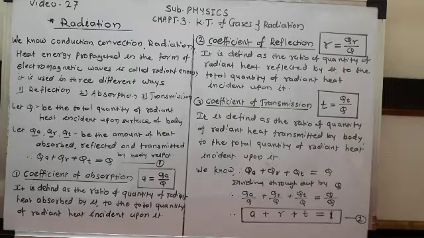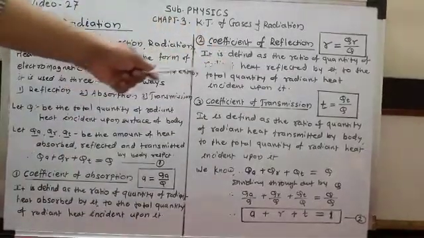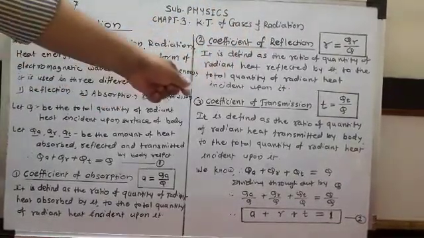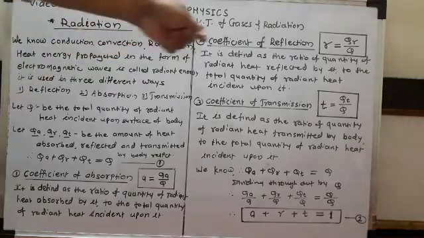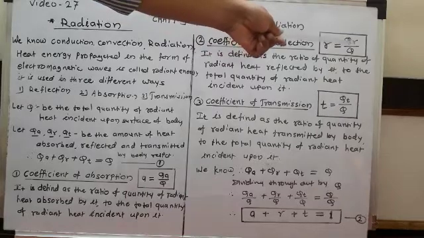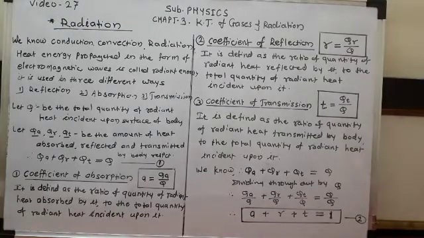Now, the second one is the coefficient of reflection, which is denoted by the small letter r. In the same way, we can define the coefficient of reflection. It is the ratio of the quantity of radiant heat reflected by the body to the total quantity of radiant heat incident upon it. That means small r is equal to QR upon Q. From this formula we define the coefficient of reflection as the ratio of the quantity of radiant heat reflected by the body to the total quantity of radiant heat incident upon it. This is nothing but the coefficient of reflection.